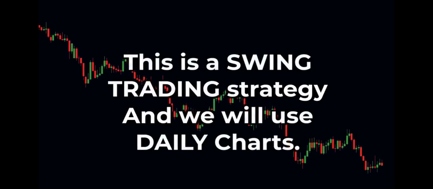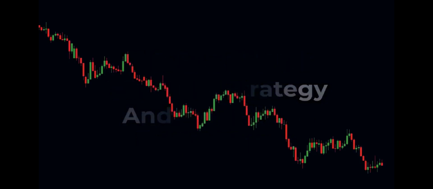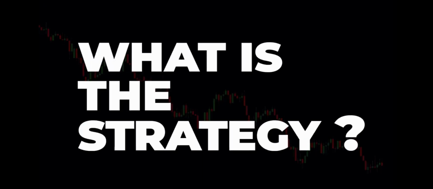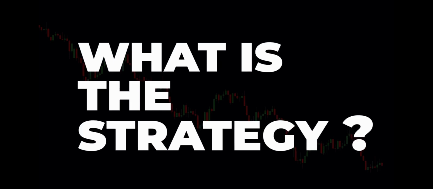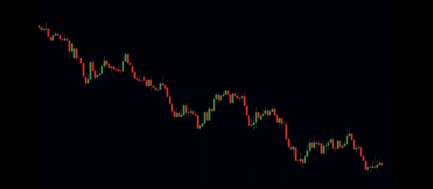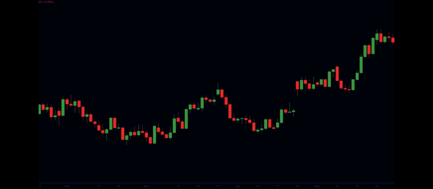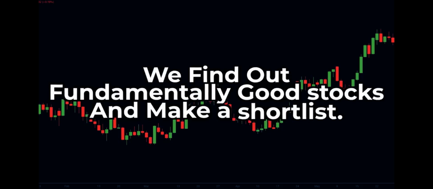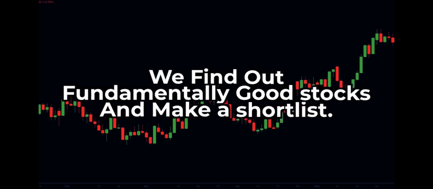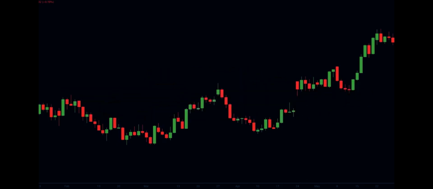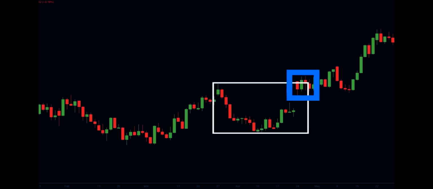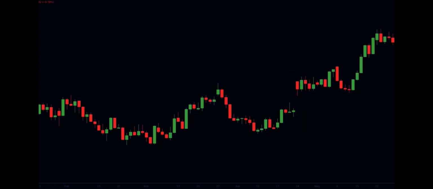This is a swing trading strategy, and we will use the daily time frame for our trading. Now, what exactly is the strategy? The strategy in itself is very simple. We find out fundamentally good stocks and make a short list of them. Then, we will look at each of them on a daily chart and create Darvas boxes around them. When the price breaks above the box, we will enter a long position.